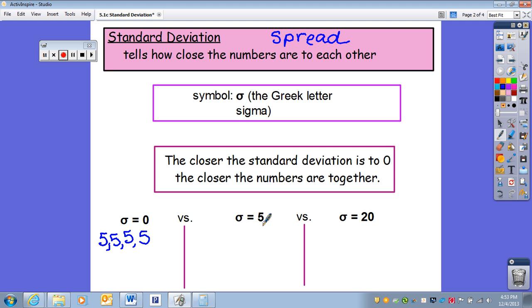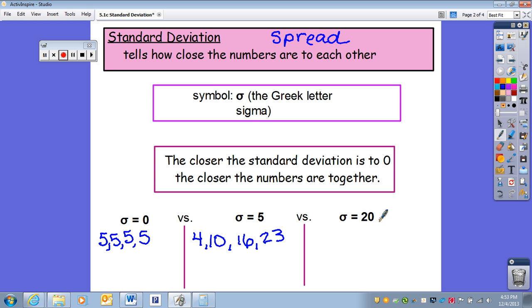Now, if you were to have a standard deviation of 5, I'm not saying this is an exact set, but this might be somewhat of an example. If I started with the number 4, and then I went 10, 16, and 23. The numbers aren't a huge difference apart, but they are spread apart a little ways, and so therefore they have a standard deviation that's a little larger.